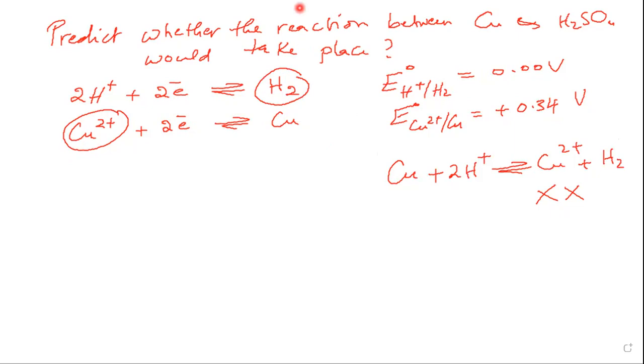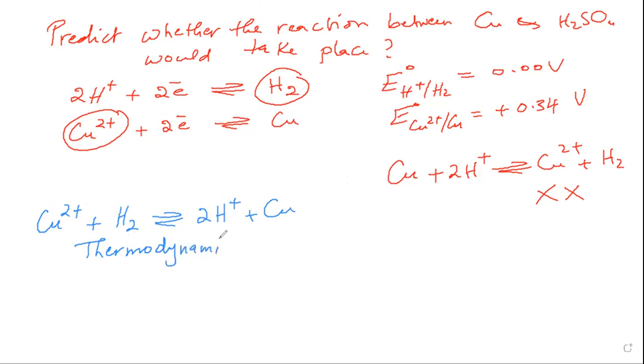But as we considered, according to this arrangement, copper ions would react with hydrogen gas, forming hydrogen ions plus copper metal. And we say that this reaction is thermodynamically favorable, or feasible, which means that it was expected that this reaction will take place. But really, it didn't.